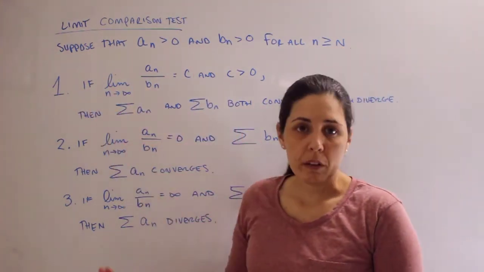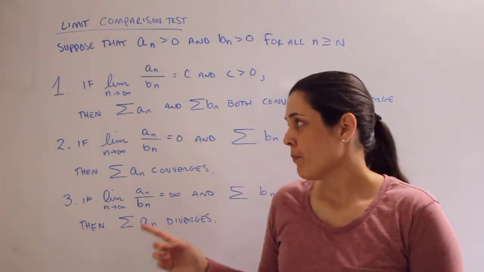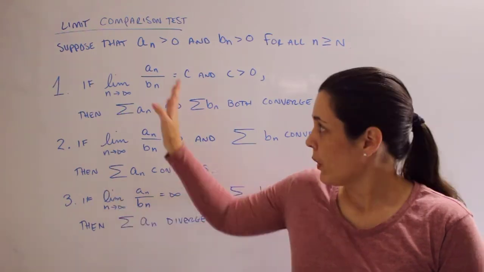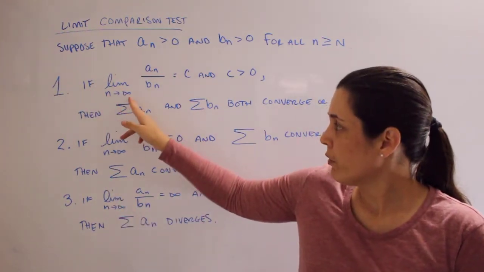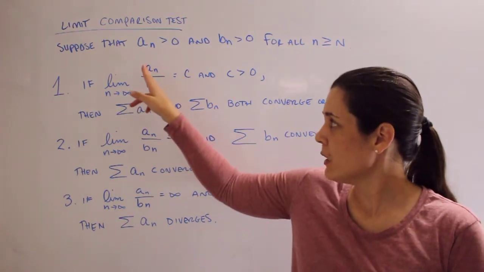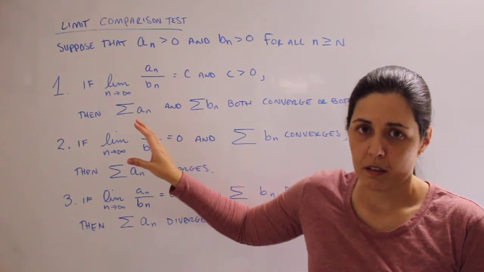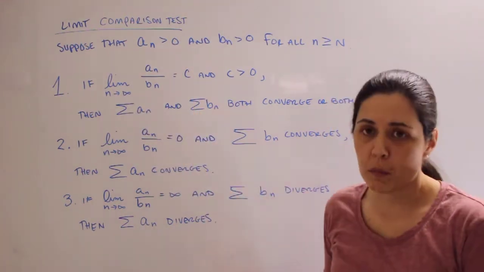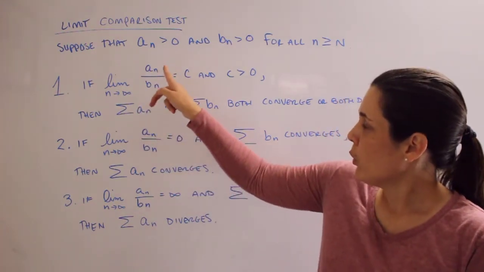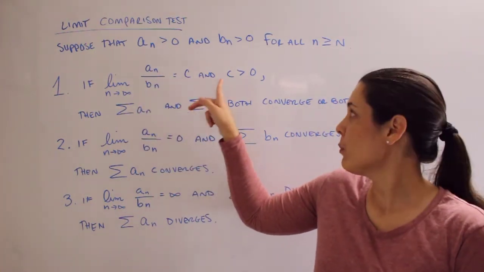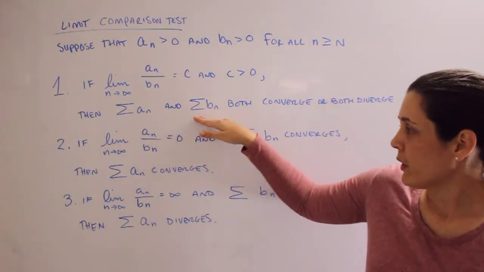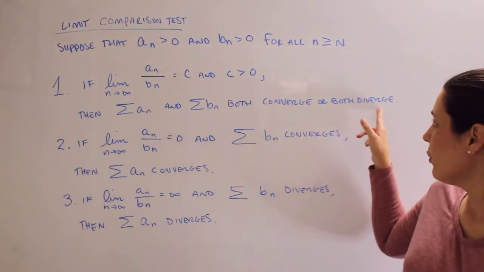Now there's three possibilities with this limit comparison test. Possibility number one, and notice all three possibilities have the same starting point. If the limit as n goes to infinity of the quotient of a sub n over b sub n. So if you divide a sub n and b sub n and you take that limit as n goes to infinity, then three different possibilities based on the answer. So if you take that limit of the quotient here, if you get a number, and if that number is positive, okay, then the following is true. Then both series converge or both diverge.